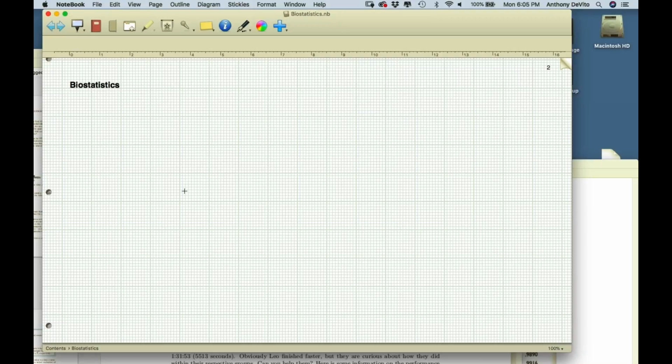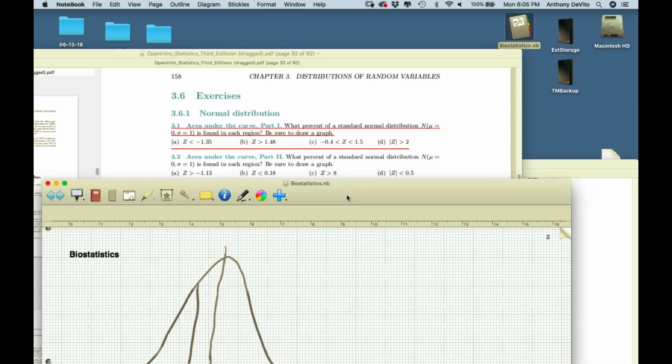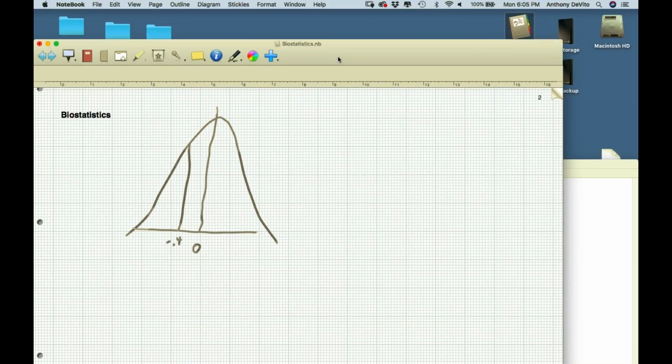Okay, here's our standard normal distribution. Our mean is 0, and this is a z-score of negative 0.4, and the other side was a z-score of, let's see, problem again, plus 1.5. Okay, about over here somewhere, plus 1.5. And these are z-scores, right? They're not actual values, they're z-scores.